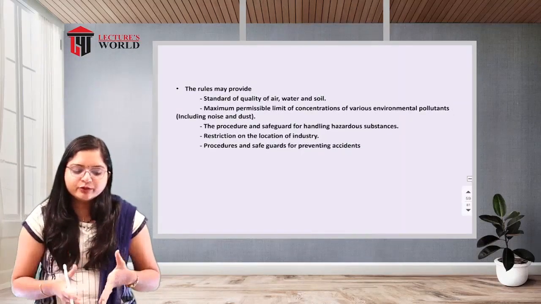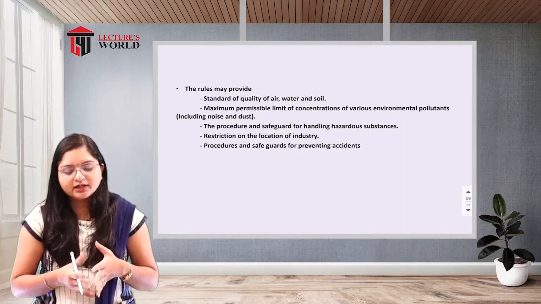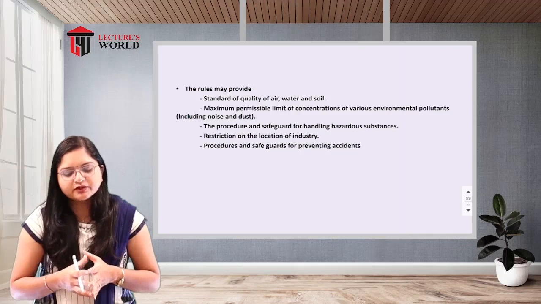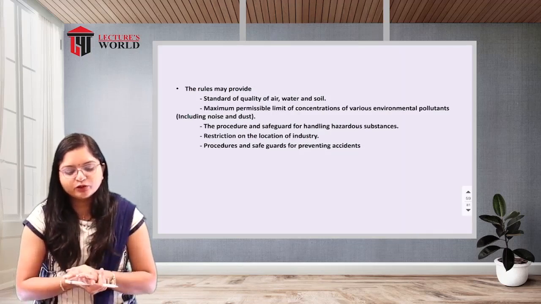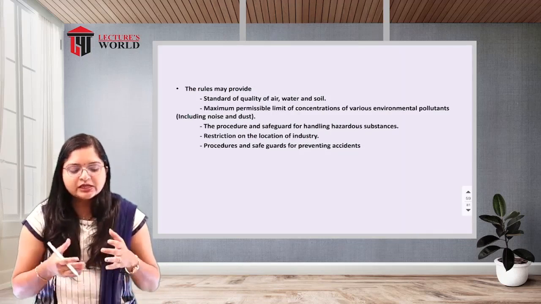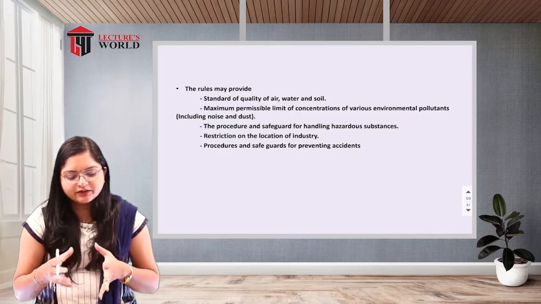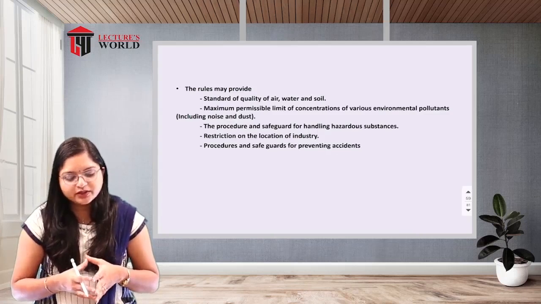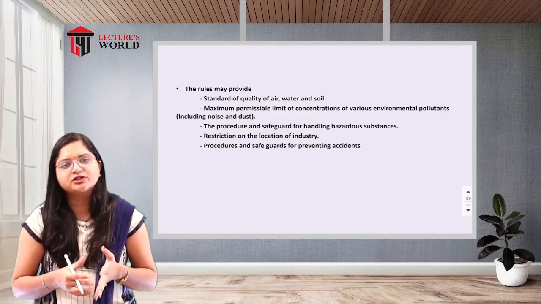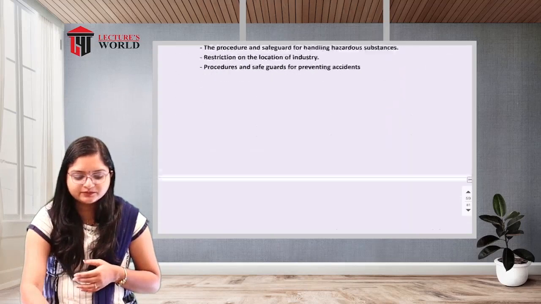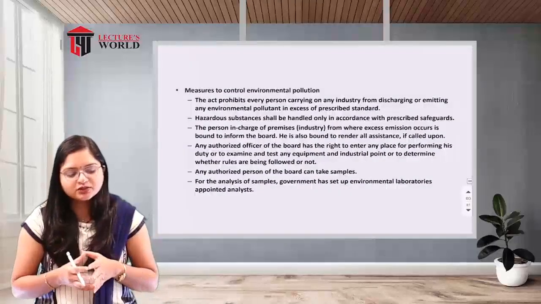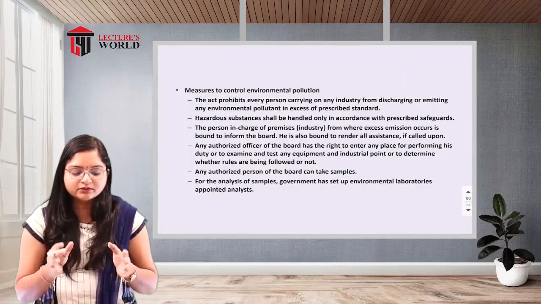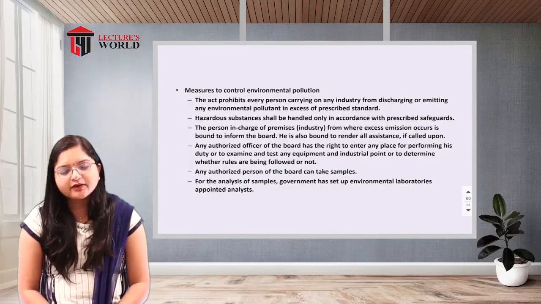The rules may provide standards of quality of air, quality of water, and quality of soil; maximum permissible limits of concentrations of various environmental pollutants including noise and dust; the procedure and safeguards for handling hazardous substances; restriction on the location of industry; and procedures and safeguards for the prevention of accidents. Then, measures to control environmental pollution. So these are all the measures which the government is taking to control environmental pollution.